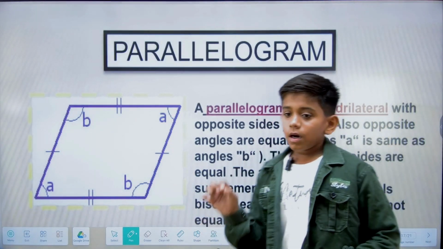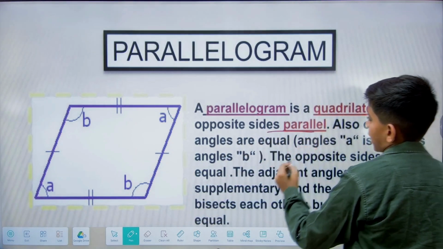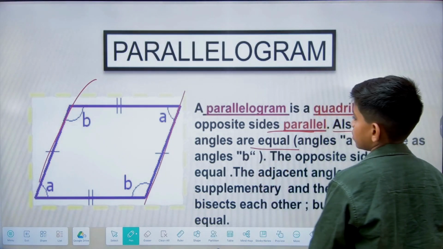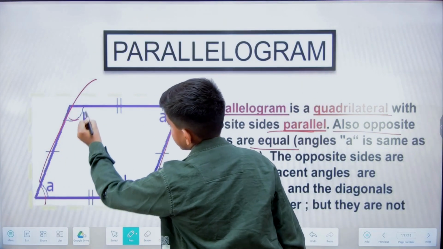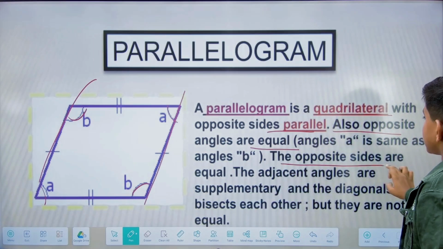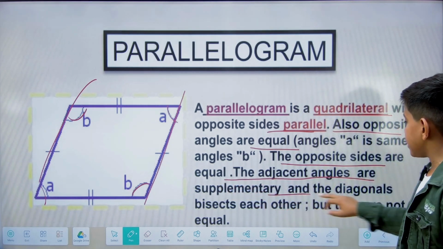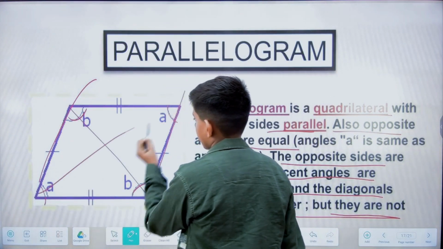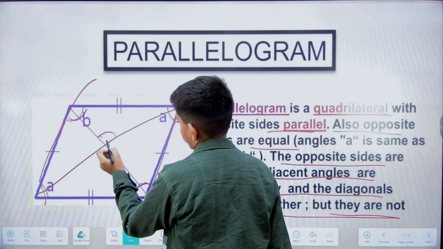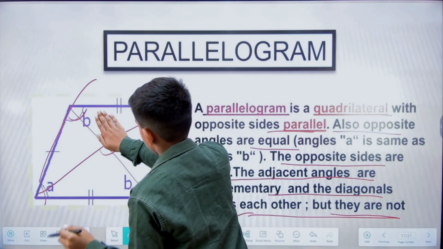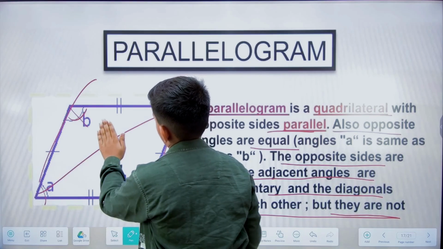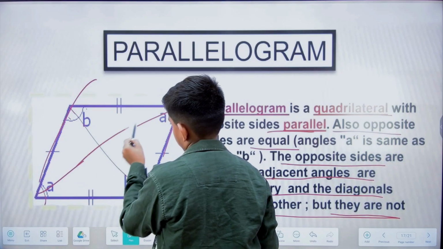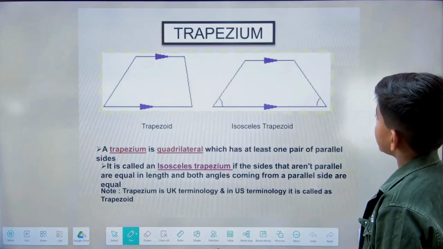Parallelogram. A parallelogram is a quadrilateral with opposite sides parallel. These opposite sides are parallel. Also, opposite angles are equal. The opposite sides are equal. The adjacent angles are supplementary and the diagonals bisect each other, but they are not equal. Not equal, okay?